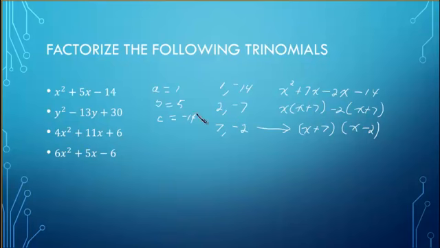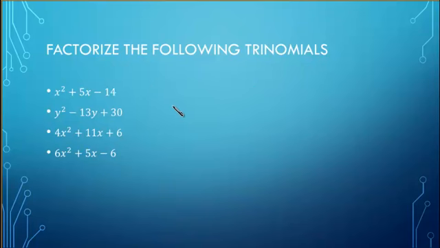So let's do that in this next example here. So here we have a is 1, b is equal to minus 13, and c is equal to 30. Of course, a times c is 30. So let's look for the factors of 30. Now, if we work with the positive factors of 30, we'll never get two numbers that add up to minus 13. So we have to look for the negative factors of 30.